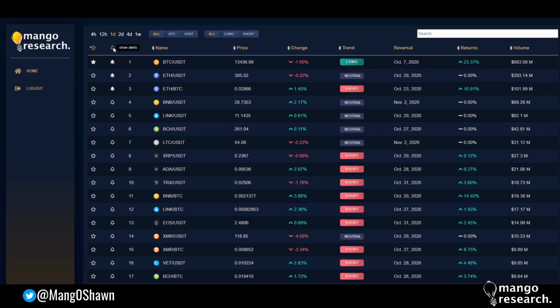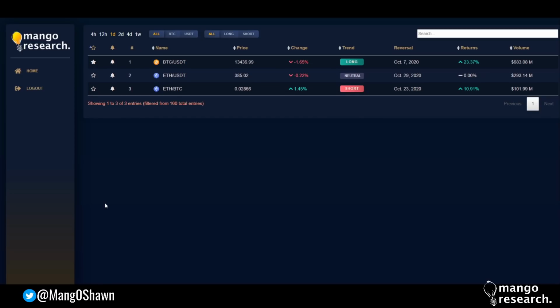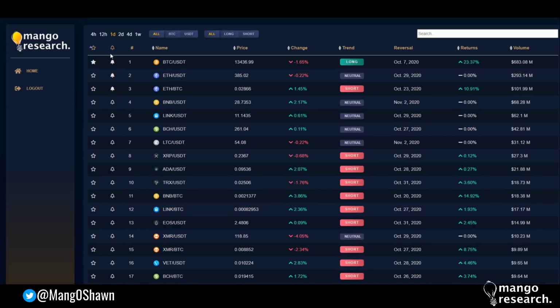More importantly, you can go ahead and filter all your alerts just with another click. You see what I did there? I set an alert for BTC USD, ETH USD, and ETH BTC, and then I just clicked on this little filter off the top of the table right over there, and boom. So it's really easy to set your alerts and also remove your alerts.